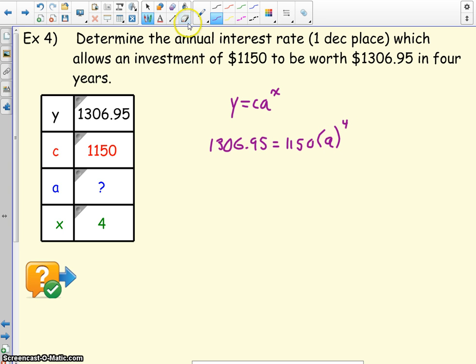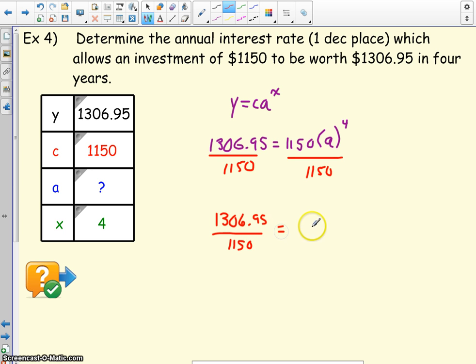Okay, so the algebra here is a little bit different than the last one, obviously, because we're solving for a different variable. So we're trying to isolate a and divide both sides of the equation by 1150. Okay, and again, don't round it. Keep things exact as long as you possibly can, because any kind of rounding can very quickly lead to a very inaccurate answer. Okay, and that's going to be equal to a to the exponent 4.